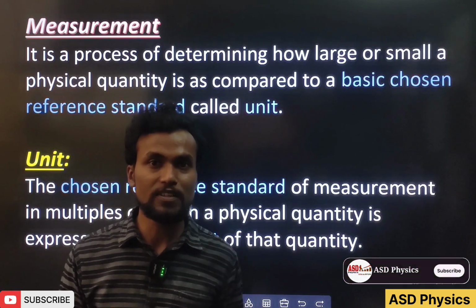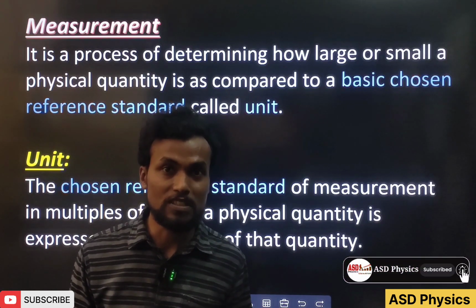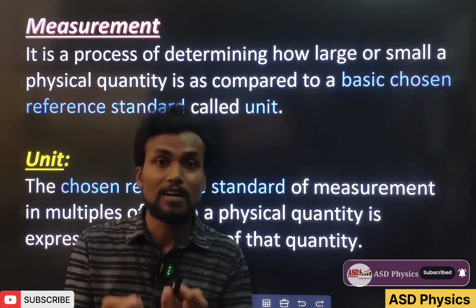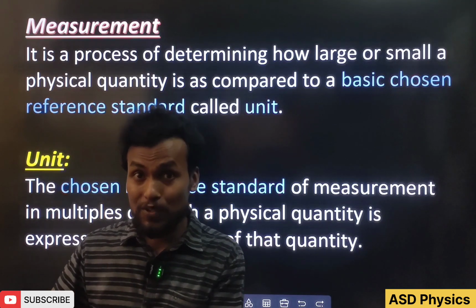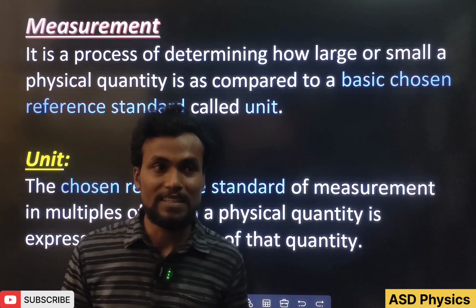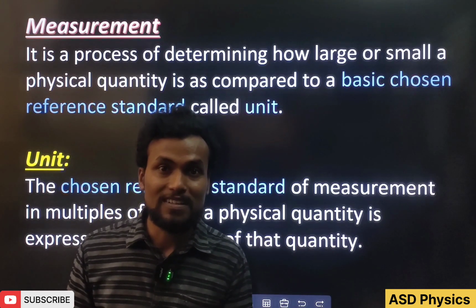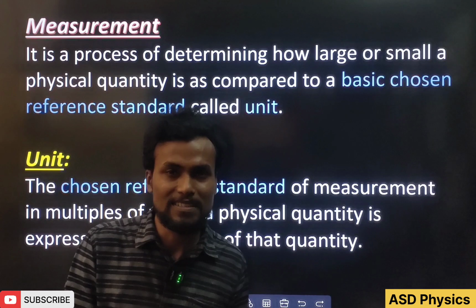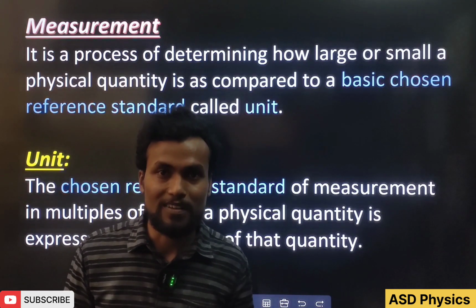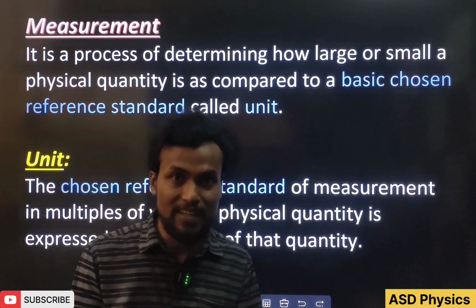So students, in this video we are going to start the chapter Units and Measurement, and in this chapter we are going to see what is the measurement, what is the unit, after that what is the physical quantity, types of physical quantity, and how many fundamental quantities are there, what are the derived quantities, and at the end we will see dimensional formula of a few important derived quantities also. Okay, so let's start the video.